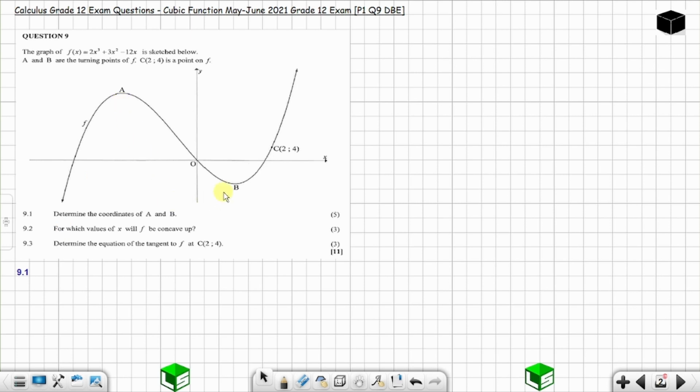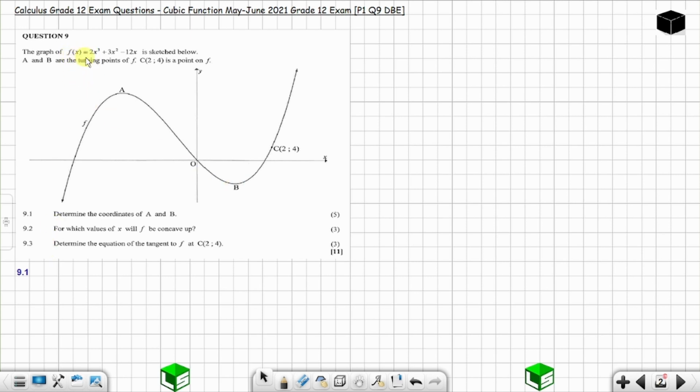A and B are the turning points of this cubic function, and at the turning point, the first derivative is equal to 0. Even in the case of a parabola, the first derivative is equal to 0 at the turning point. So we can use the first derivative to find the x coordinate of the turning point. So let's get the first derivative first.